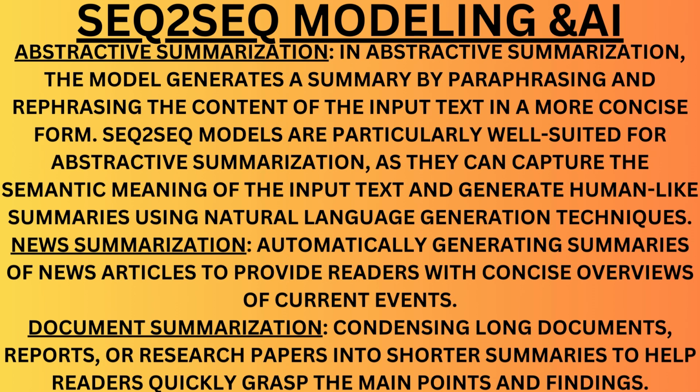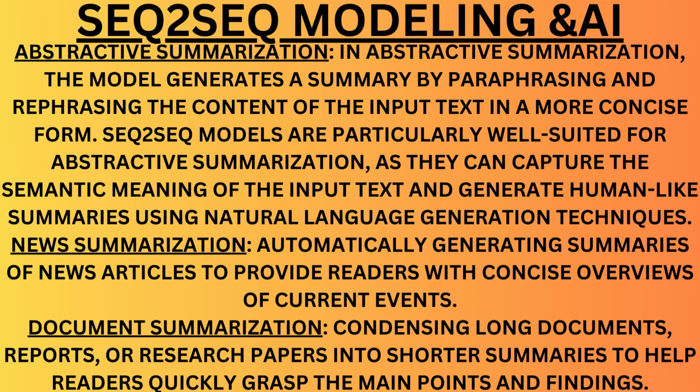Abstractive summarization. In abstractive summarization, the model generates a summary by paraphrasing and rephrasing the content of the input text in a more concise form. Sequence-to-sequence models are particularly well suited for abstractive summarization as they can capture the semantic meaning of the input text and generate human-like summaries using natural language generation techniques.